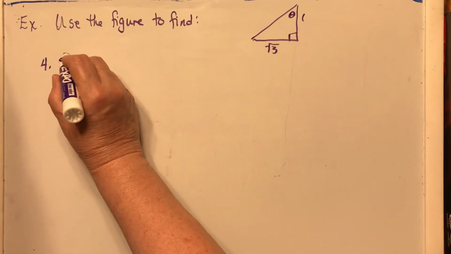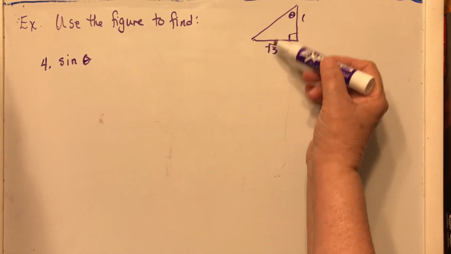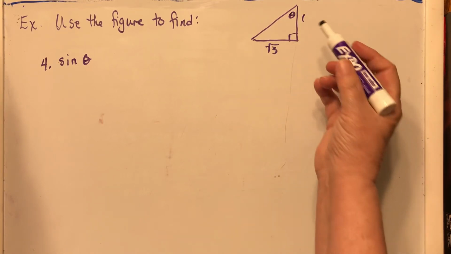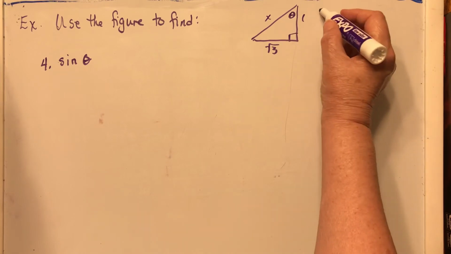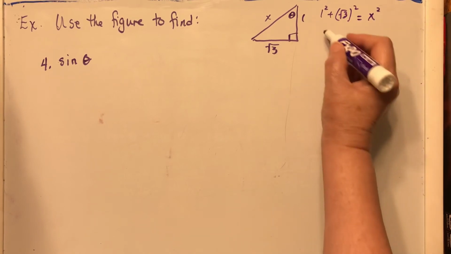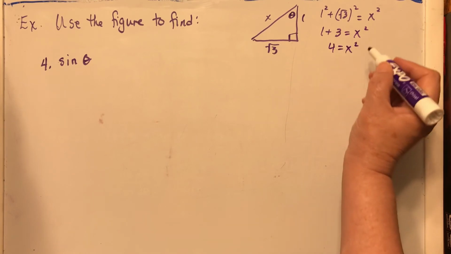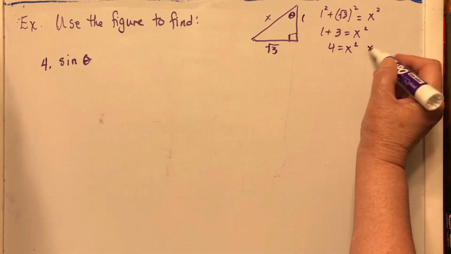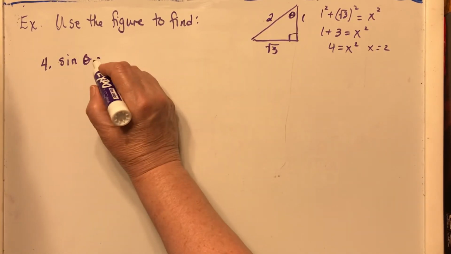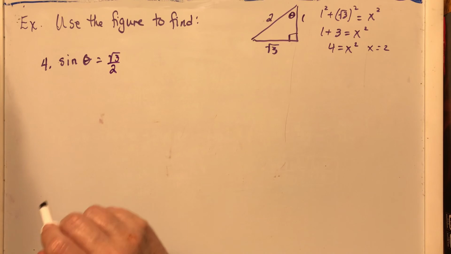Suppose they want just the sine of theta, not even 2 theta, just the sine of theta. Well, the sine is going to be the opposite over the hypotenuse. So, oops, we're missing the hypotenuse here. This isn't one of our Pythagorean triples. So if I call this x, I'm going to have 1 squared plus the square root of 3 squared equals x squared. So that's going to be 1 plus 3 equals x squared. 4 is x squared, so that means x has to equal 2. So that's going to replace my hypotenuse there. So my sine is the opposite over the hypotenuse, the square root of 3 over 2.